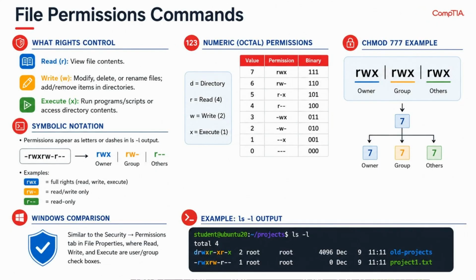Linux permissions include read to view file contents, write to modify, delete, or rename files, and execute to run programs or access directory contents. Symbolic notation shows these as letters or dashes in ls -l output. For example, rwxrw-r-- breaks down as owner rwx, group rw-, others r--. rwx means full rights, rw means read and write only, and r means read only. This is comparable to the Security Permissions tab in Windows File Properties.